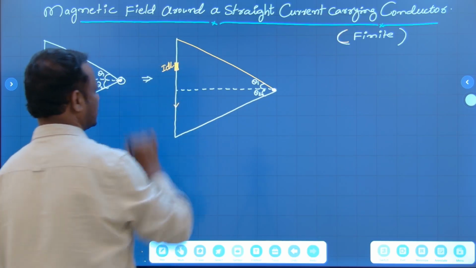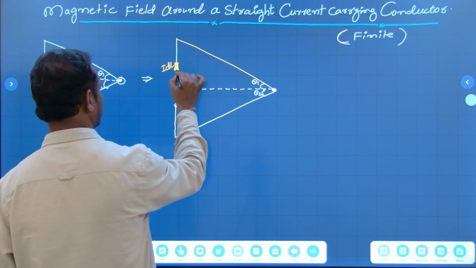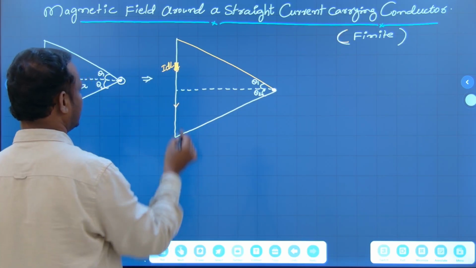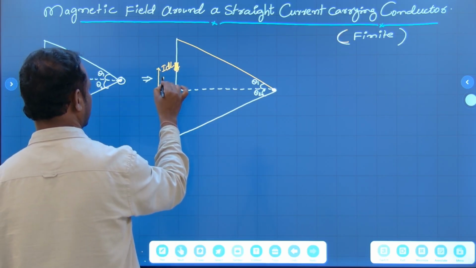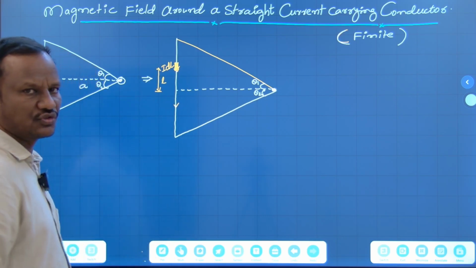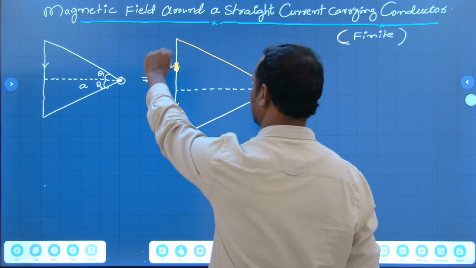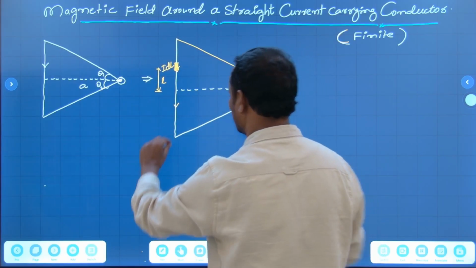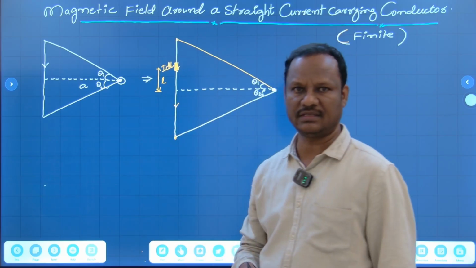I write this as I dL, a small length element, with its direction downward. The length from this end to this end is taken as L. A small length element dL is considered, and up to from this end to this end, the total length will become L.